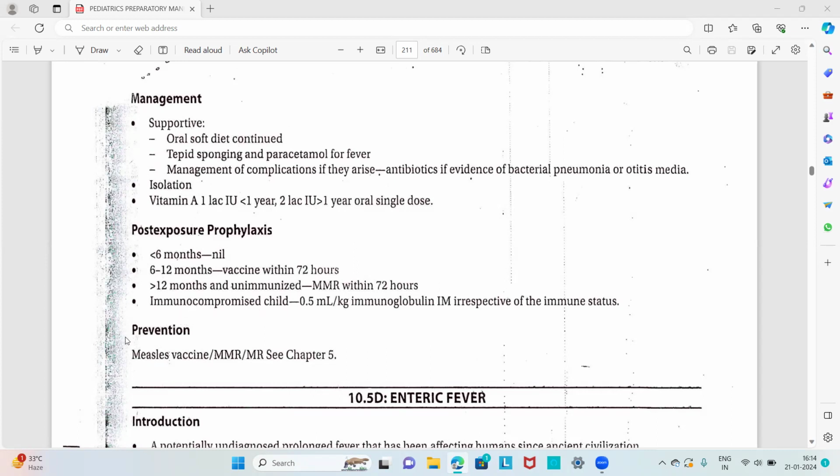And prevention is, as we all know, according to the national immunization schedule, we have to give the measles rubella vaccine at 9 months of age, on completion of 9 months, as well as at 18 to 24 months of age, to prevent measles infection. So that is all about the measles infection.